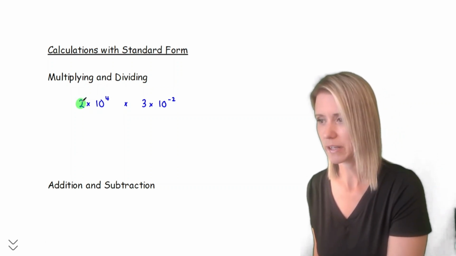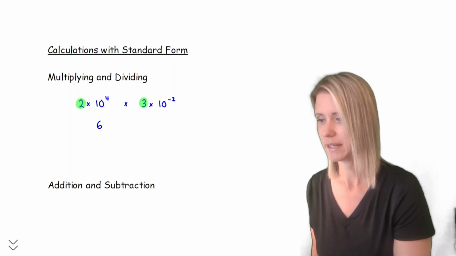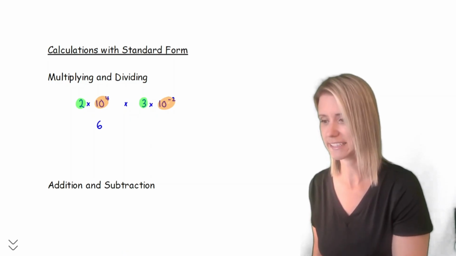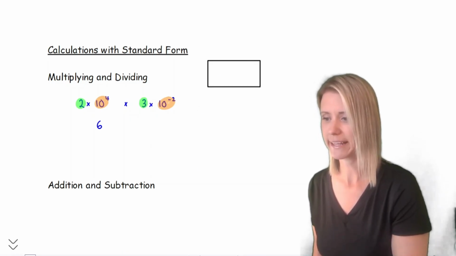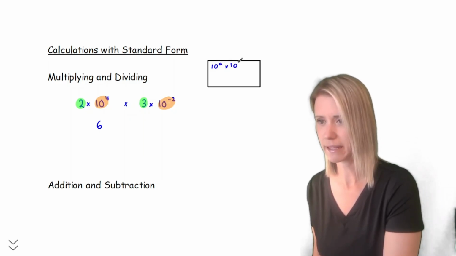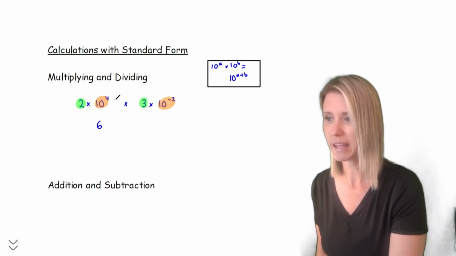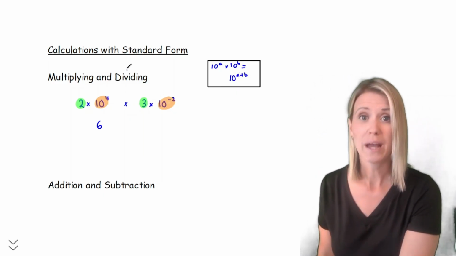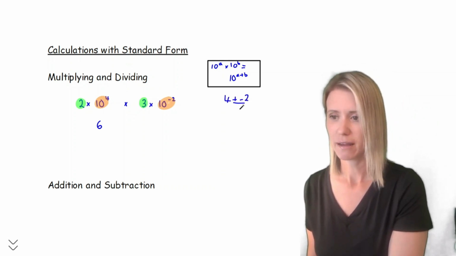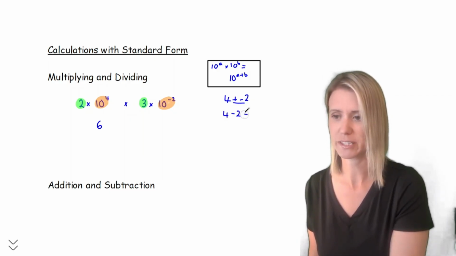We split these up. We're doing 2 multiplied by 3 to start with, and 2 multiplied by 3 is 6. And then separately, you're going to be doing 10 to the power 4 multiplied by 10 to the power of negative 2. Okay, when we're multiplying indices, if I had 10 to the A multiplied by 10 to the B, we add those powers. That would be 10 to the power A plus B. So we add these numbers together. We're doing 4 add negative 2. Well, add the negative makes a subtract. So we're doing 4 subtract 2, which is equal to 2.